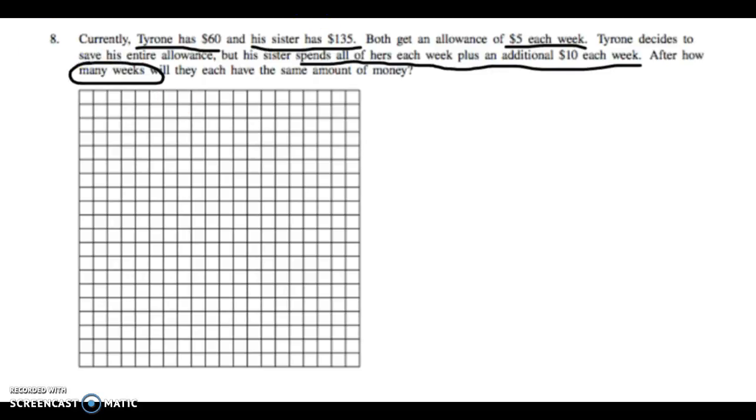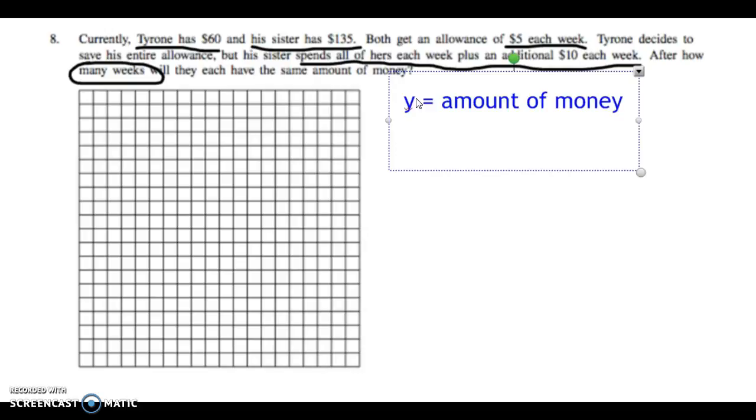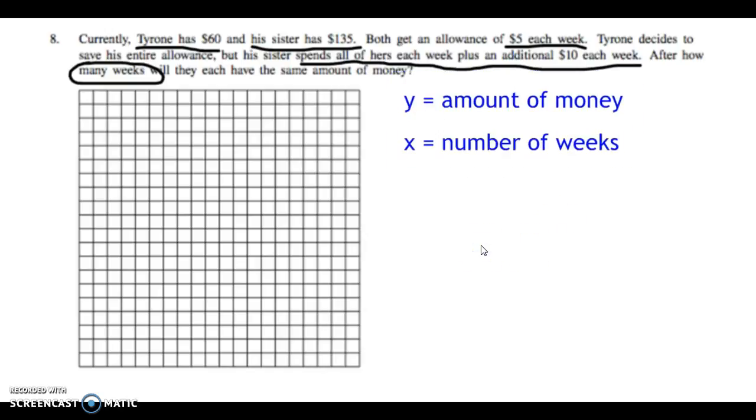And the way that I use to set up the systems of equations is to try to figure out what the variables are. In this case, I'm going to say y is equal to the amount of money that each of them have, and x is going to be equal to the number of weeks that have gone by. So we'll use x and y for both of these equations.